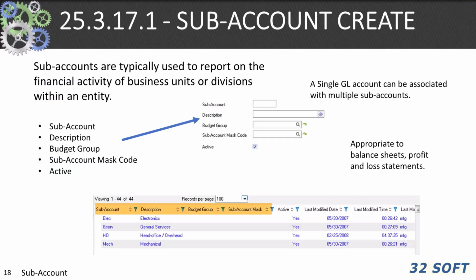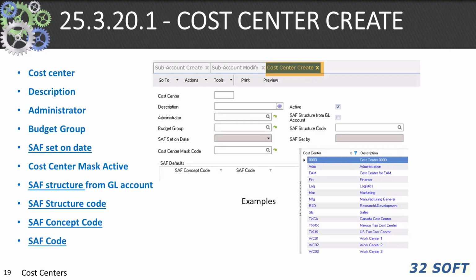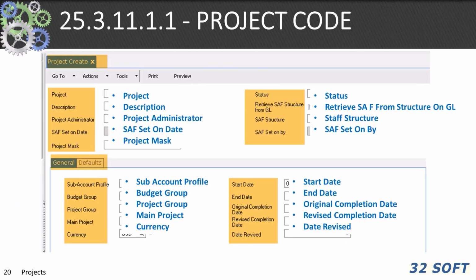Sub-accounts are typically used to report on financial activity of business units or divisions within an entity. A single GL account can be associated with multiple sub-accounts, appropriate to the balance sheet and profit and loss statements. Cost centers provide additional reporting levels for the GL accounts and sub-accounts. Project codes are chart of account elements that provide analytical reporting on activities such as engineering, design work, or even production rework.